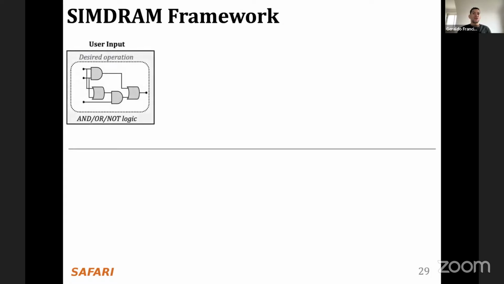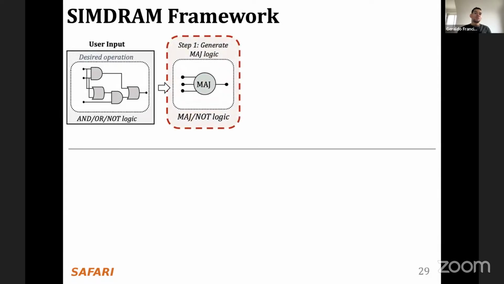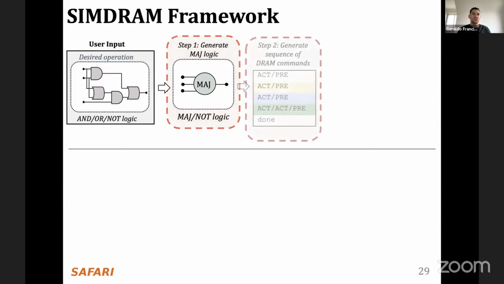It takes as input a user-defined AND/OR/NOT representation of the desired operation. Step one builds an efficient majority/NOT representation of a given desired operation from its AND/OR/NOT basic implementation. This step takes as input a desired operation and uses logic optimization to minimize the number of logic primitives, and therefore the computation cycles required to perform the operation.